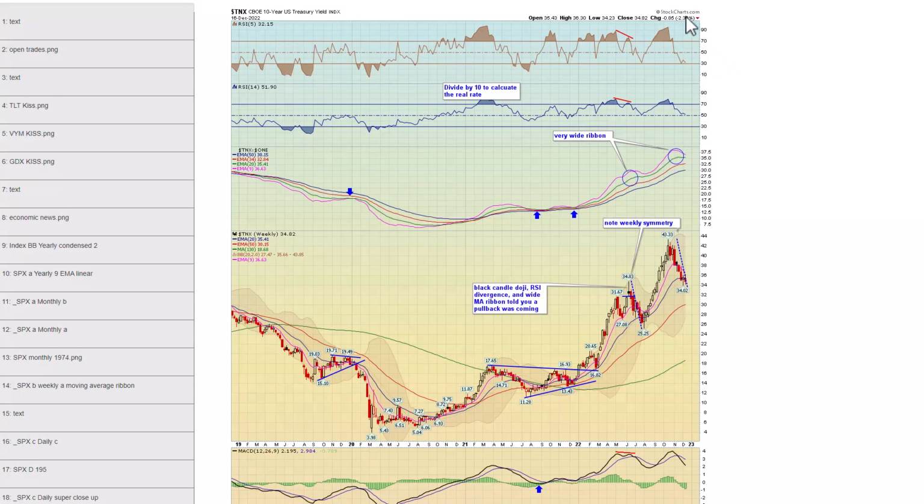Getting down about 2.4%. But guys, symmetry, remember? This pullback here is so far the same as this pullback. It's not broken symmetry. So this could be an area where we could see the 10-year start to rally. If it follows symmetry, or if it goes down more, it could break symmetry. We want to keep an eye on this. Next.